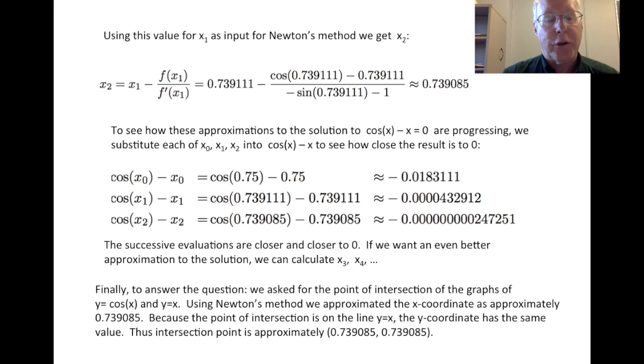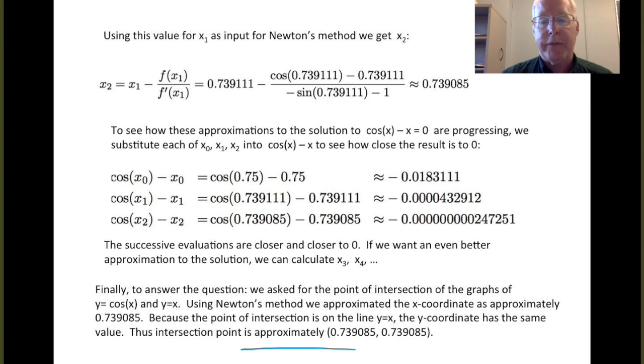As always, we want to answer the question asked. We ask for the point of intersection of the graphs of y equals cosine x and y equals x. We use Newton's method to find an approximation for the x-coordinate. That's about 0.739085. Because the intersection point of the two graphs lies on the line y equals x, we know that that intersection point has the same y-coordinate as the x-coordinate. And so we can answer the question by saying the intersection point is approximately equal to that value there. Okay.